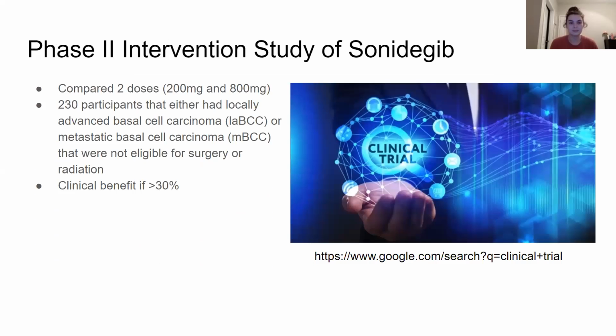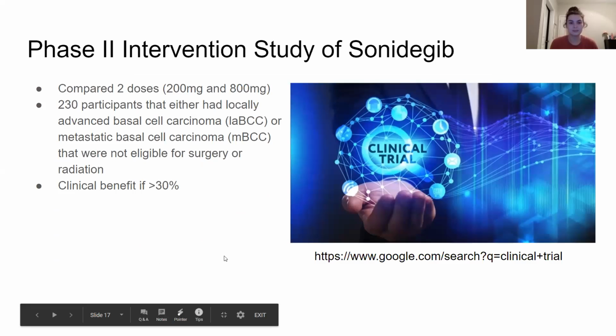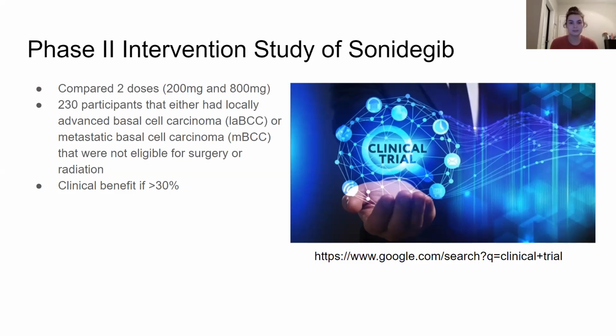All right, so Sonidegib, our drug, was approved by the FDA in 2015 based off of a double-blind phase 2 randomized controlled study. And they had 2 different doses of Sonidegib, and they compared them. It was the 200 milligram and 800 milligram. And there were 230 patients that had either locally advanced basal cell carcinoma or metastatic basal cell carcinoma. And these people were also not eligible for surgery or radiation.